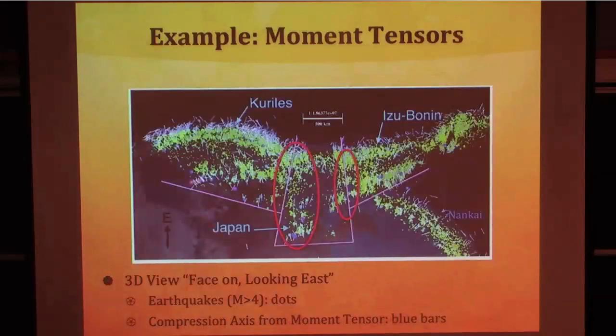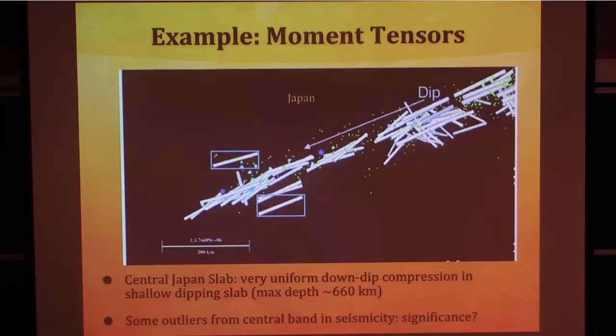Okay, so to give you an example of what we can learn, I'm going to zoom in on just two sections. This is from this part of the Japan slab. First, I'm going to show a cross-section across this, and then I'm going to show a face-on view of this area between Japan and Izu-Bonin. So here's a cross-section of the Japan slab, and these axes are the compression axes, and you can see that these are just amazingly aligned in this really thin zone, down dip compression. Okay, it's a beautiful, beautiful zone.